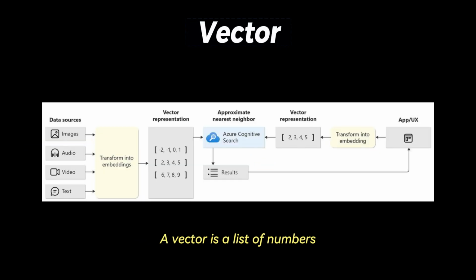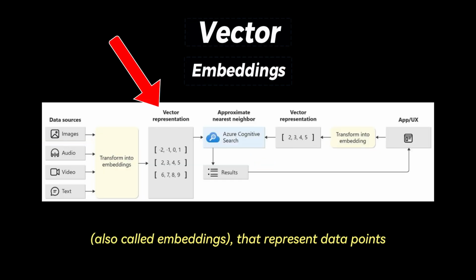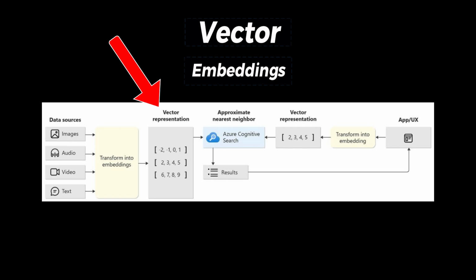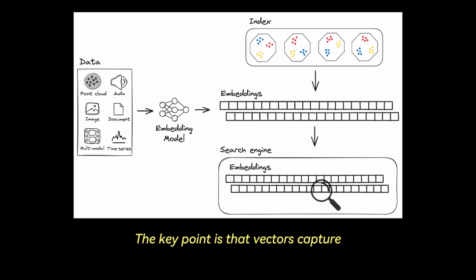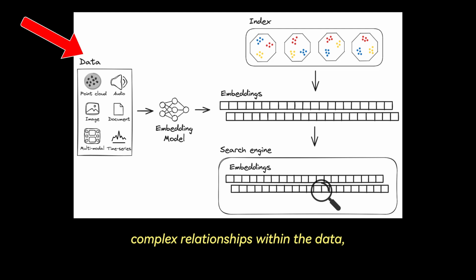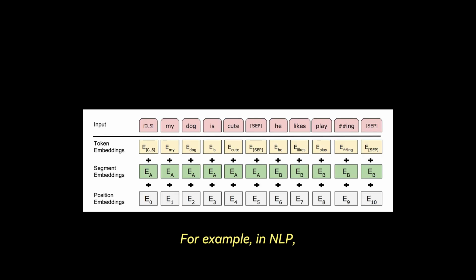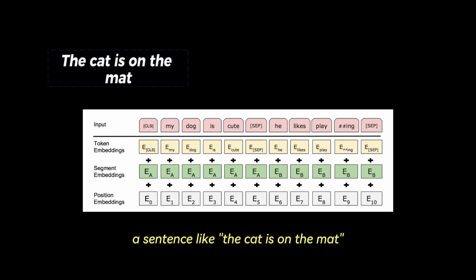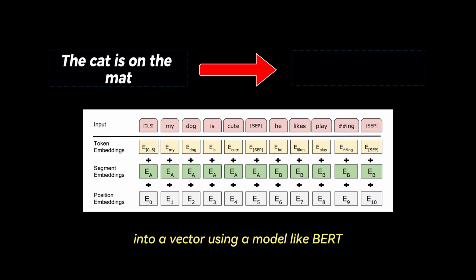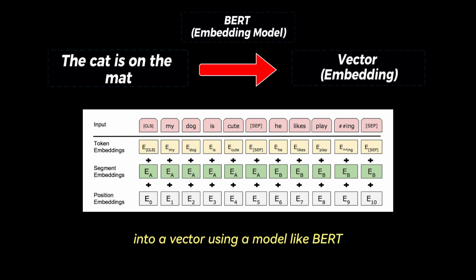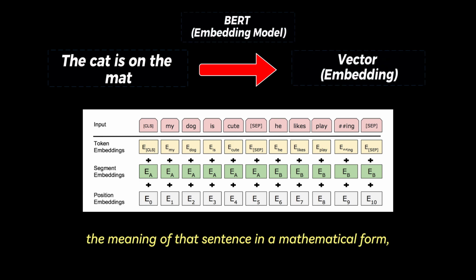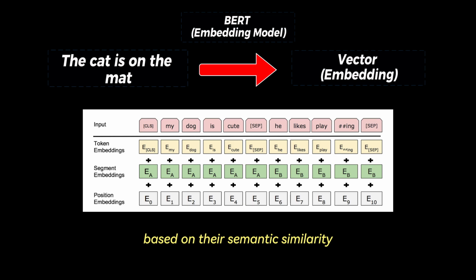A vector is a list of numbers, also called embeddings, that represent data points. The key point is that vectors capture complex relationships within the data, such as the meaning of a sentence or the features of an image in a high-dimensional space. For example, in NLP, a sentence like "the cat is on the mat" might be converted into a vector using a model like BERT. The resulting vector represents the meaning of that sentence in a mathematical form, which allows for comparisons between sentences based on their semantic similarity.